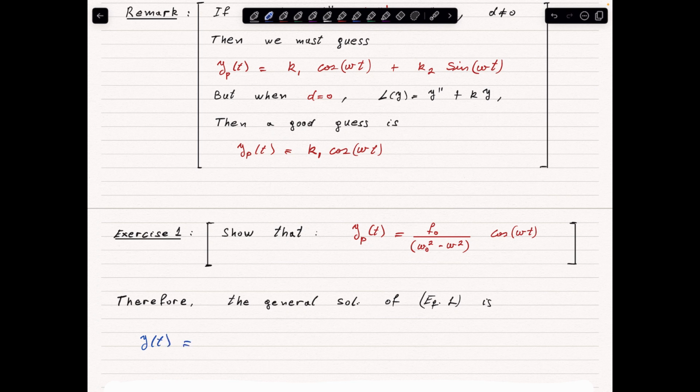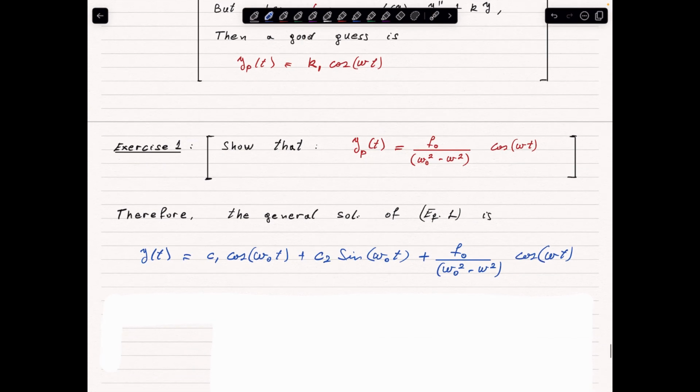well, the solution of the homogeneous equation, C1 cosine of omega 0 t plus C2 sine omega 0 t plus that function, which, recall, is a number divided by another number. This is the number multiplied by the cosine of the driving frequency times t. So this is the general solution to our problem.